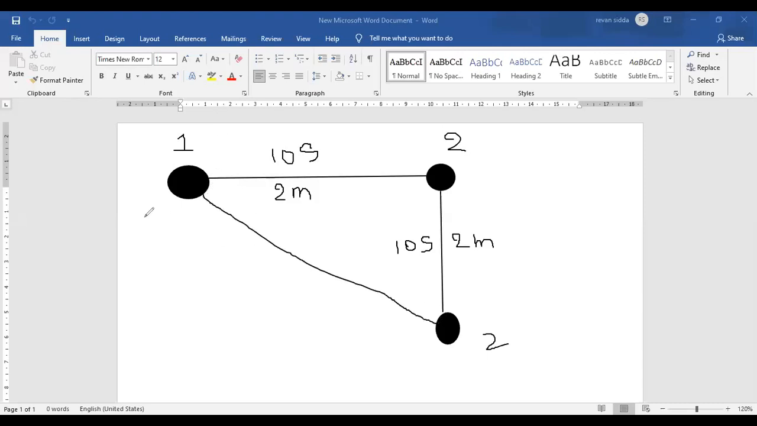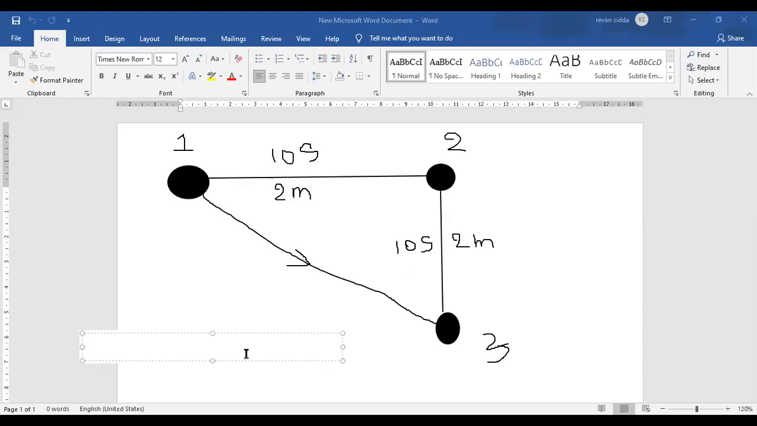From starting to ending, you need to measure the distance, and you need to measure the time, how much time it has taken from the starting position to the ending position. You need to measure the time as well as the distance. Then you will get the velocity.